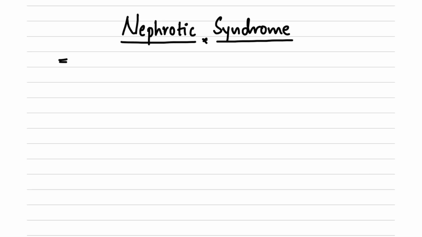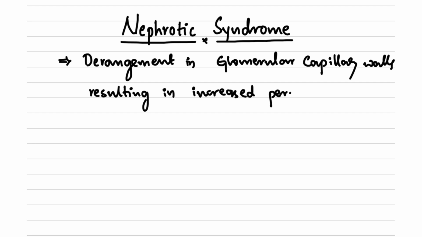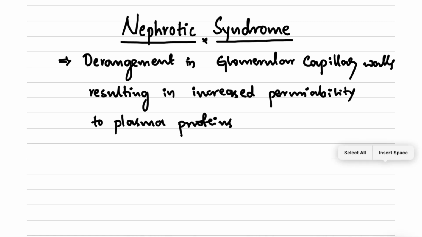In nephrotic syndrome, there will be derangement in the glomerular capillary walls, which results in increased permeability to plasma proteins. So this is the basic definition of nephrotic syndrome.